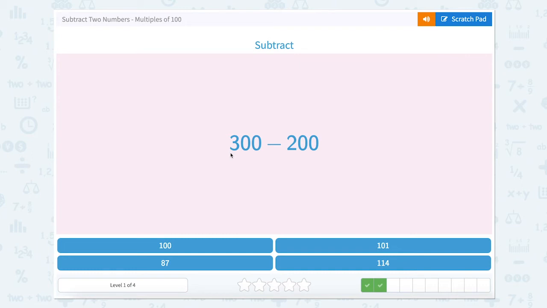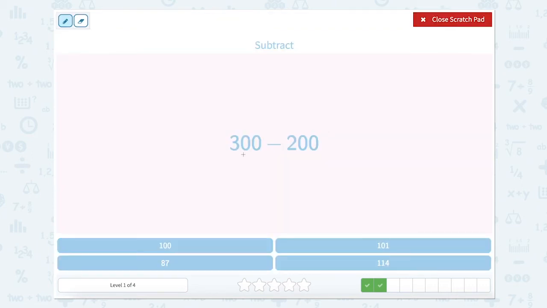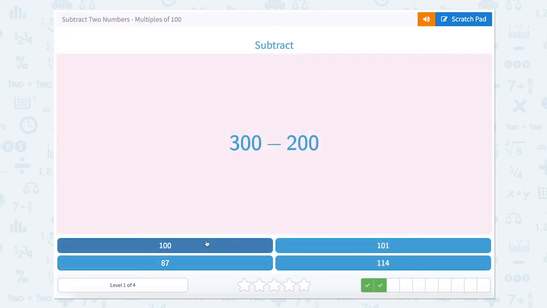Now we have 300s and we're subtracting 200s. Again, no tens and ones in this one. So we're just looking at our hundreds place value. So we have 300s minus 200. So 3 minus 2 equals 100. So let's close that scratch pad. Correct.